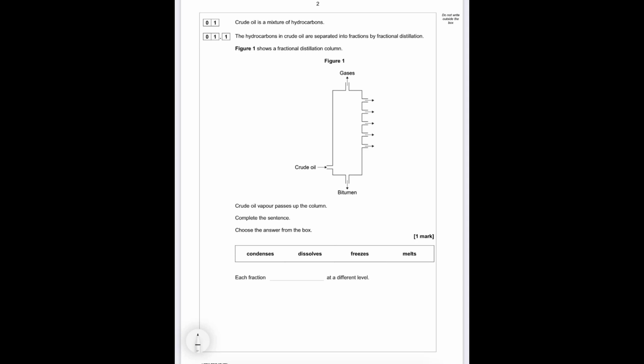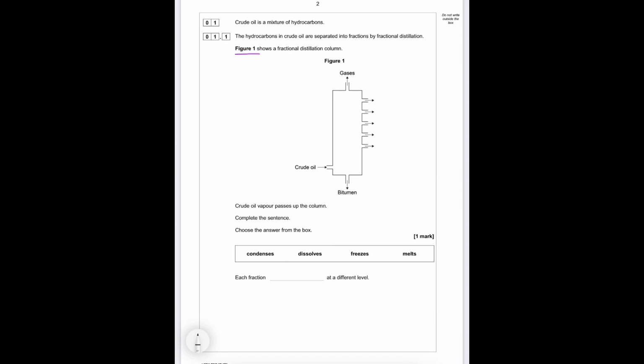In this first question, we are told that crude oil is a mixture of hydrocarbons. The hydrocarbons in crude oil are separated into fractions by fractional distillation, and we have a diagram of the fractional distillation column in figure 1. It says crude oil vapor passes up the column. Complete the sentences using the words below.